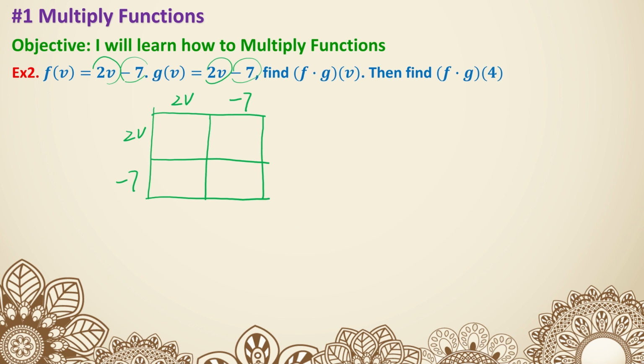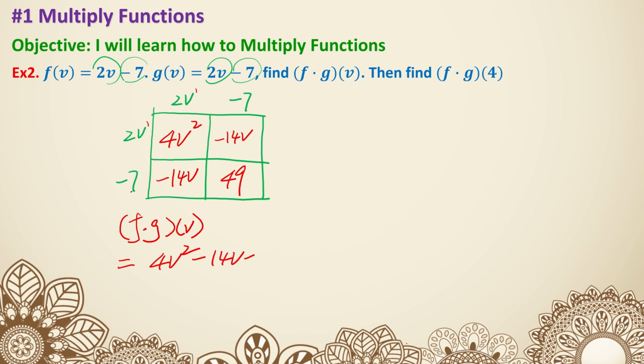So let's multiply them. 2v times 2v is 4v squared. Remember, when you multiply a v and an extra v, it's 2 together, so it's v squared. Then 2v times -7 is -14v. 2v times -7 is another -14v. Lastly, -7 times -7 is a positive 49. So f times g of v, we can actually combine like terms now. 4v squared minus 14v minus another 14v plus 49 is going to give us 4v squared minus 28v plus 49. There you go. That's after we multiply.